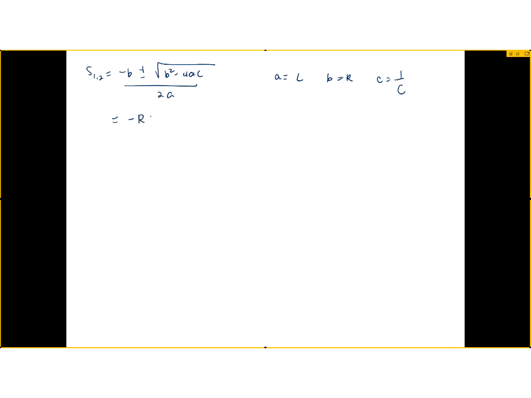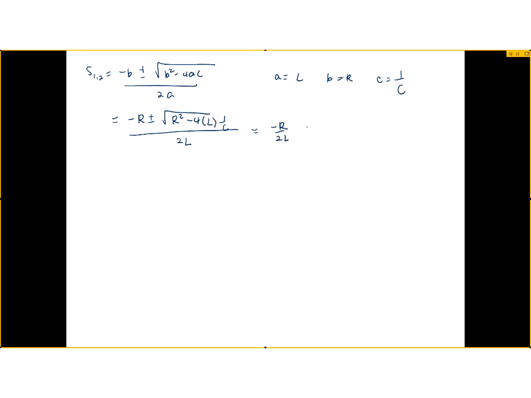So it's negative b, which is R, plus or minus the square root of b again, which is R, but we need to square that, minus 4 times a. What is a? L. And then what is small c? 1 over C. All divided by 2L. Okay? Now I'm going to distribute the numerator into the denominator.